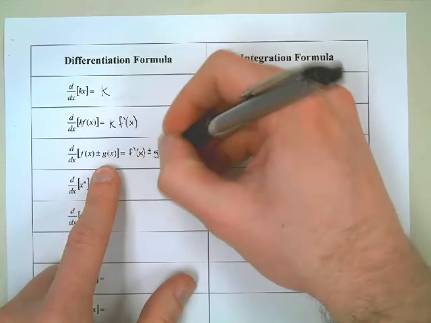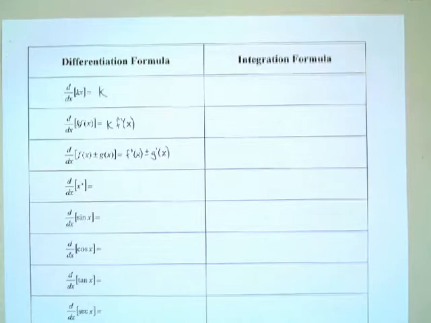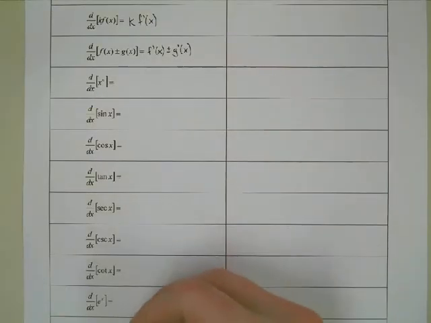I'll do the a to the x one because we didn't talk about that one: natural log of a times a to the x.